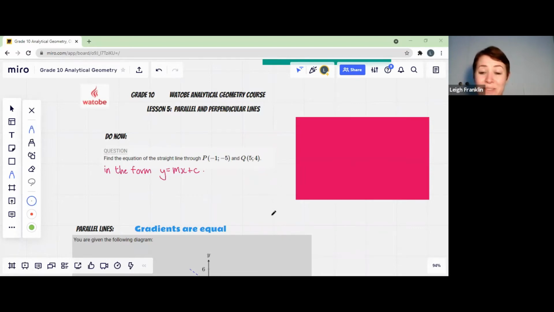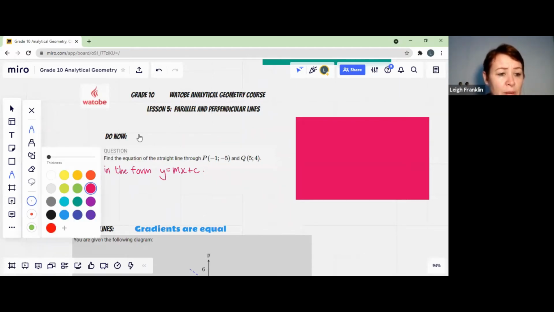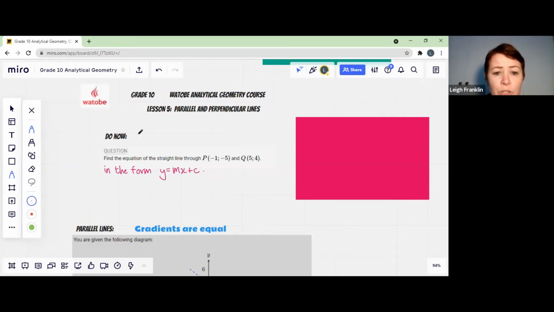So the do now is going to be a bit difficult for you, Katlejo, because you weren't here the last time. So I tell you what, Katlejo, because you weren't here, your challenge is going to be to calculate the gradient of this line. Everybody else will be able to do a little bit more, but what I want you to do is calculate the gradient of line PQ. Okay, Katlejo?